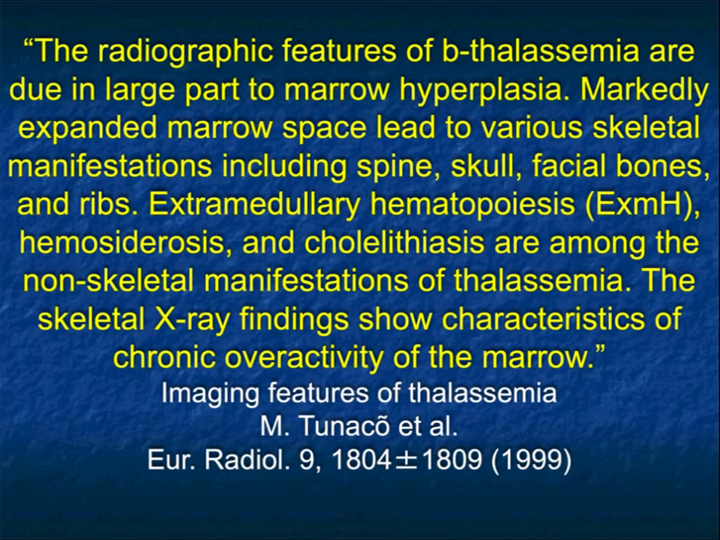In this article by Tonica, the radiologic features of beta thalassemia are due in part to marrow hyperplasia. Markedly expanded marrow space leads to various skeletal manifestations in the spine, skull, facial bones, and ribs, just like in this case. Extramedullary hematopoiesis, hemosiderosis, and cholelithiasis are among the non-skeletal manifestations of thalassemia.